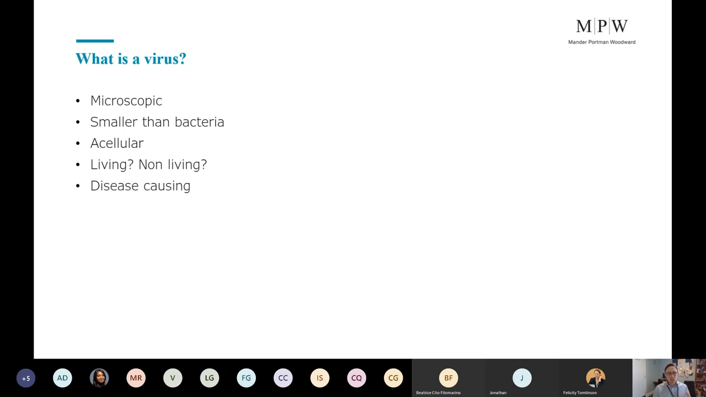And so we see that the vast majority of viruses are actually pathogenic in nature, and we will see why they cause disease as we move on.